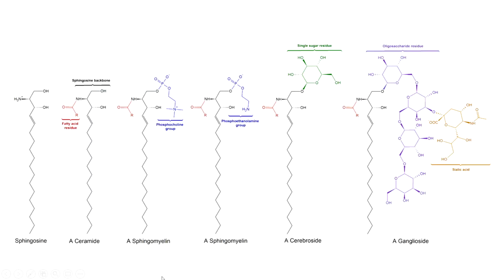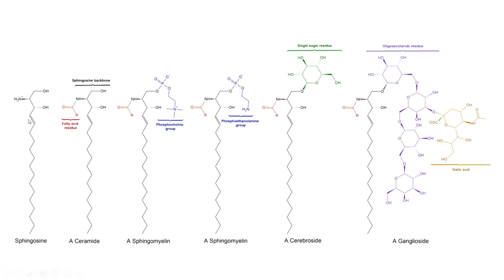Let's look at all of those lined up so we can see some differences on one page. Here's the sphingosine backbone. Here's where we can put a head group. Here's where we can put a constituent like a fatty acid chain. Oh, sorry, no, here's where we can put the fatty acid chain.